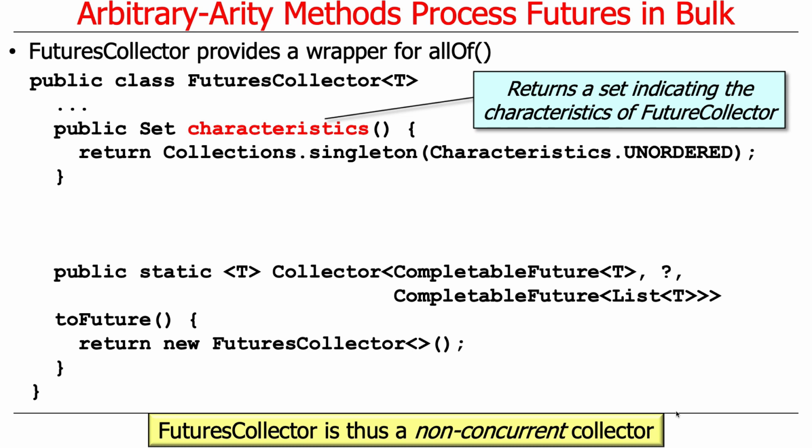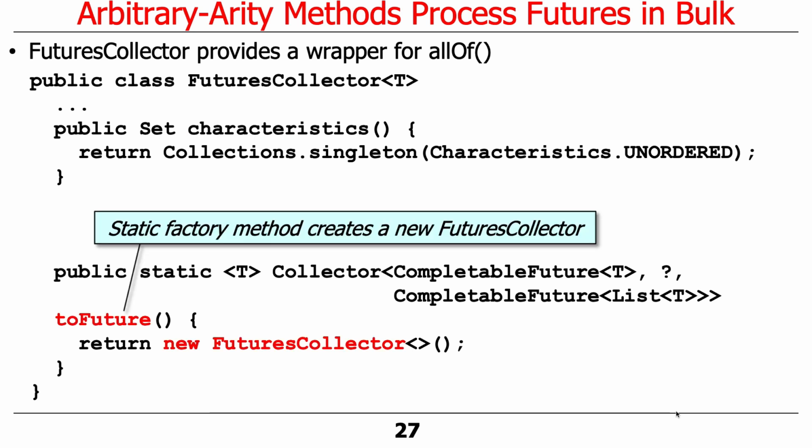Just a few other things about this collector. Its characteristics: it's just an unordered collector. It's not going to be concurrent, and it doesn't have the identity finish characteristic, just unordered. And here is the toFuture factory method that creates a new futures collector. This is just following the pattern that you see in the Collectors utility class, which has factory methods like toList, toSet, toMap, and so on, that are used to make the appropriate type of collector.